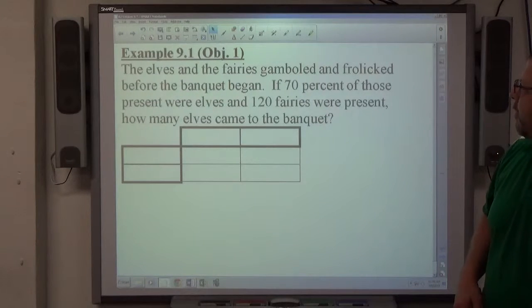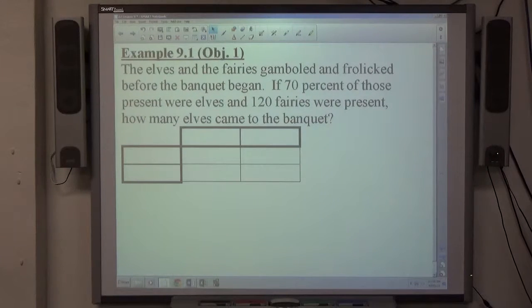Example 9.1, the elves and fairies gambled and frolicked before the banquet began. If 70% of those present were elves and 120 fairies were present, how many elves came to the banquet?